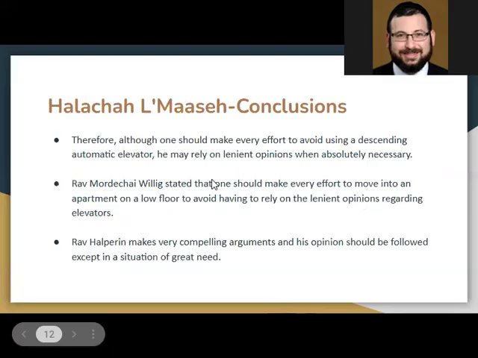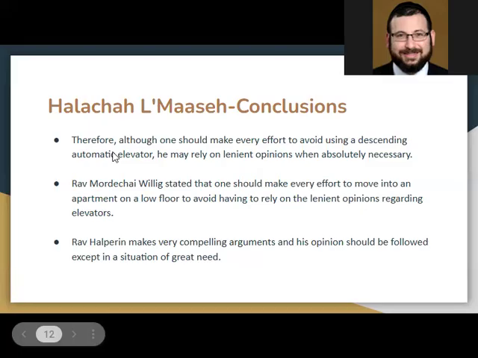Anyway, sorry. So what are the conclusions? Because there are no Shabbos elevators in Calgary, so you're okay. Yes, that's right. So what are the conclusions?